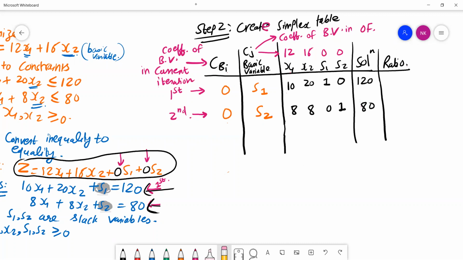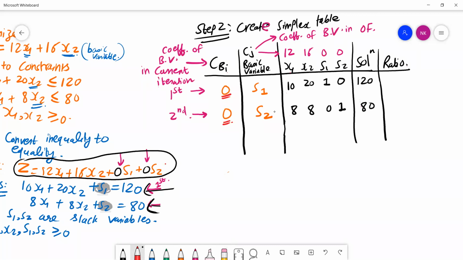Okay, Viraj asks, I am not getting why we are adding 0 in S1, S2. So over here, are you asking, Viraj, why we are adding 0 over here? No, no, sir. In the equation where you are converting it, in this objective function. Yes, yes.